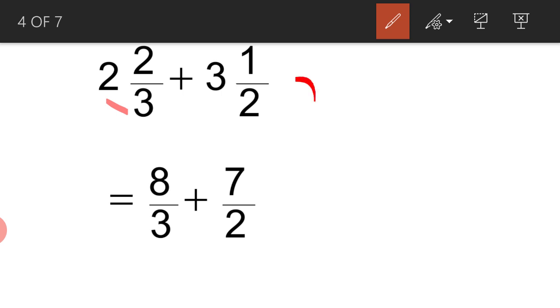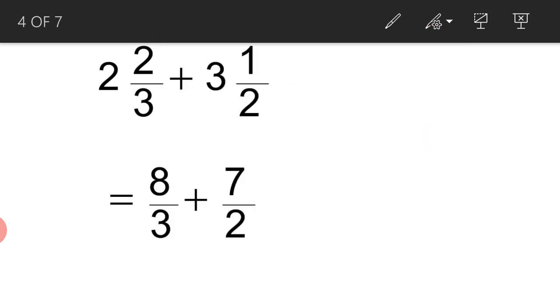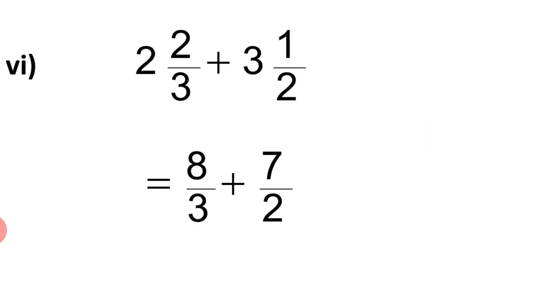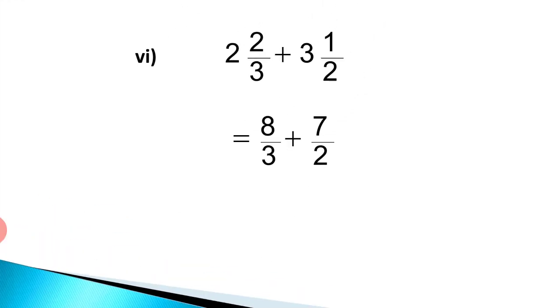Now this step you should be able to do directly. Similarly 3 2s are 6 plus 1, 7 upon 2. The denominator will not change, only the numerator value will change. Is it okay? So conversion of mixed fraction into improper should be done in mind. Is it okay? And that is your target. You need to achieve that level, isn't it? So now it is 8 by 3 plus 7 by 2.